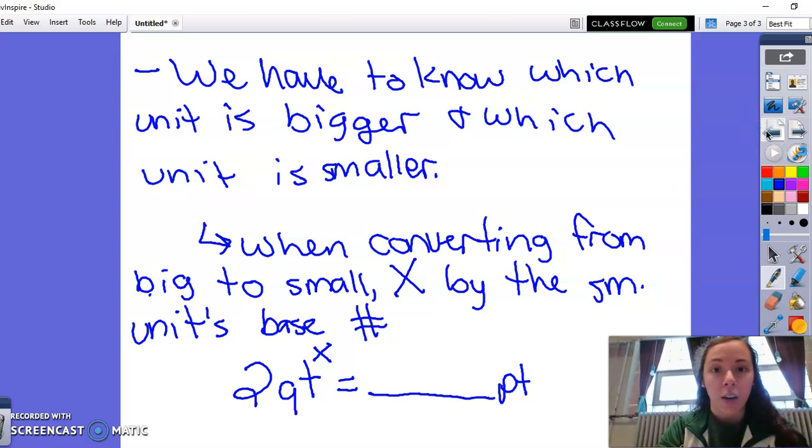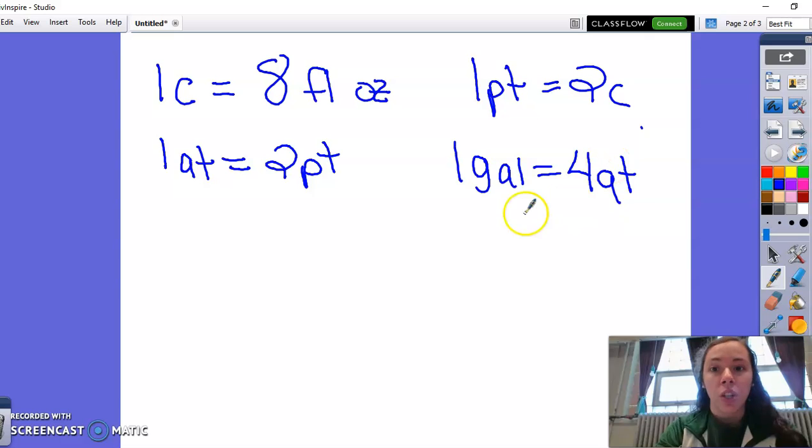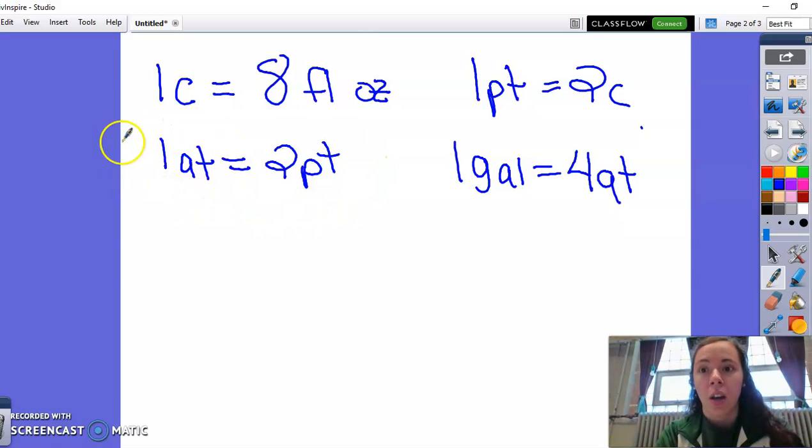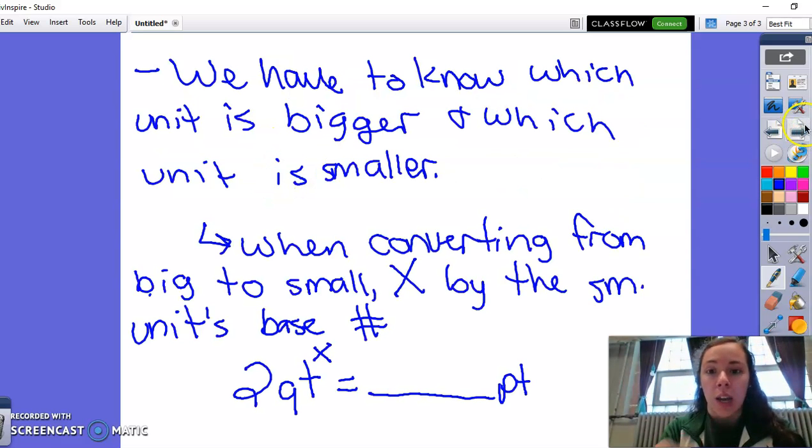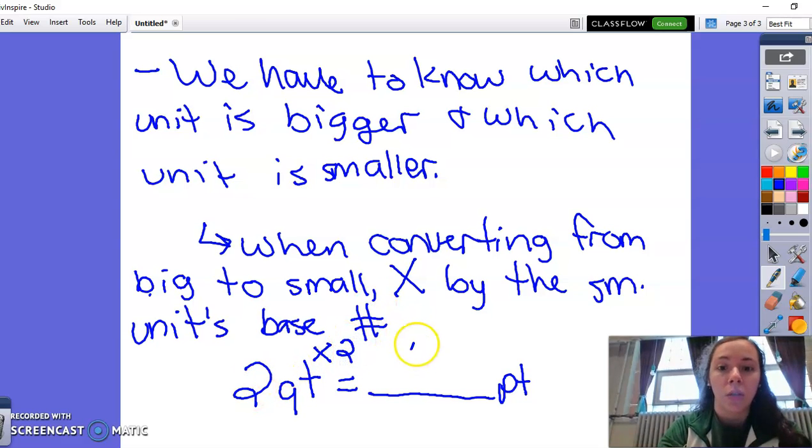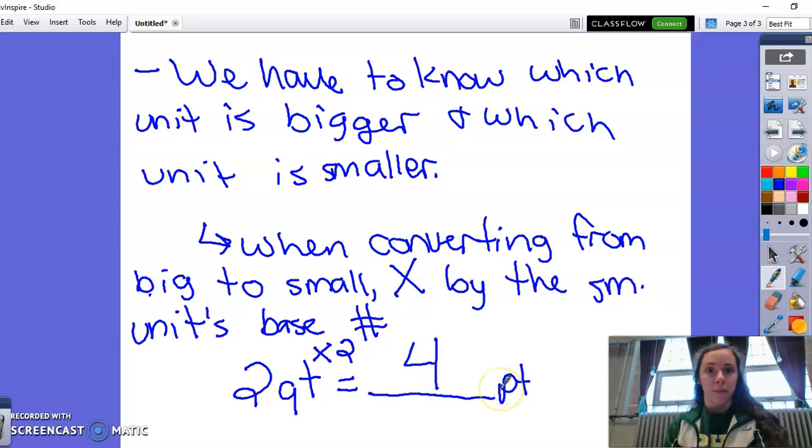So let's go back here. Here's our conversions. I need one for pints and quarts. So it looks like we'll be using this one right here. 1 quart equals 2 pints. Pints is the smaller unit, so we're going to be using 2 as our number. So we'll times 2 quarts by 2, which means 2 times 2 will give us 4 pints. Okay, same thing that we did when converting between units of length.